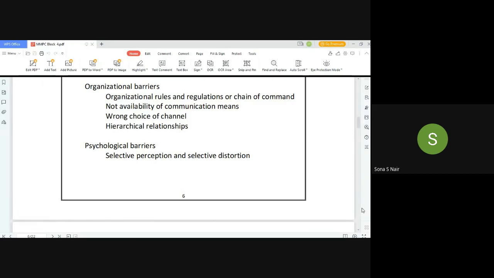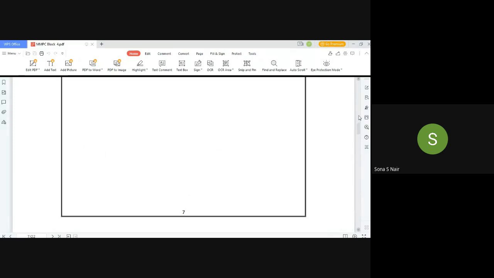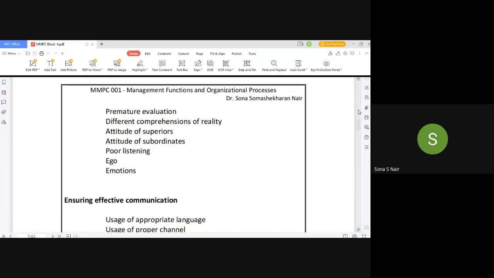It could also be selective distortion when you distort the communication in a way which does not lead to the actual idea being received by the person who's supposed to receive it. Premature evaluation. When someone speaks to you, you're actually having some ideas in your mind, not listening properly, and evaluate it before the complete information is given to you. Different comprehensions of reality. People have their own perceptions, and their perceptions can mar their comprehension of reality. Attitude of superiors, if they are egoistic, if they are problematic. Attitude of subordinates, if they don't want to listen, if they are careless. Poor listening, ego, emotions, all these are problems which can create barriers to effective communication.